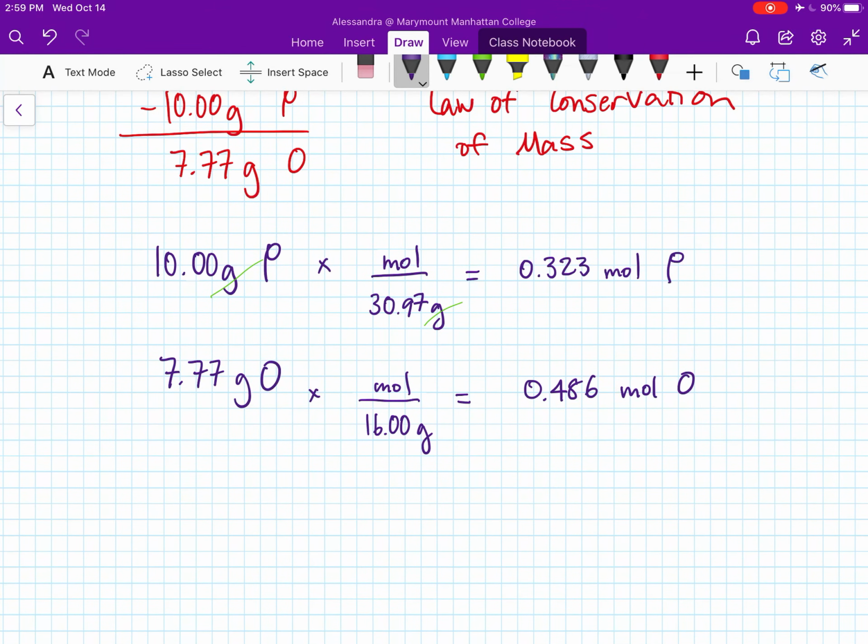So I'm going to divide through by the smallest number. There's more oxygen than there is phosphorus. So the O to the P ratio is going to be 0.486 to 0.323. So that is equal to 1.5 to 1, right? So I have 1.5 to 1.